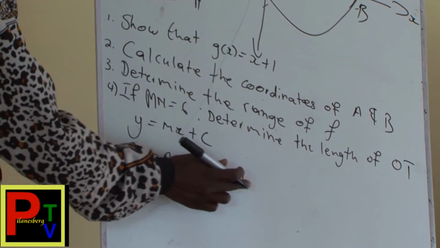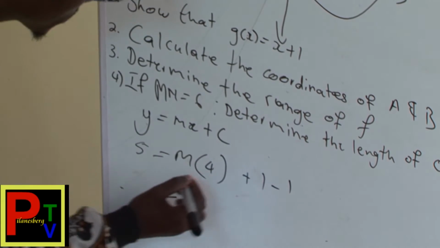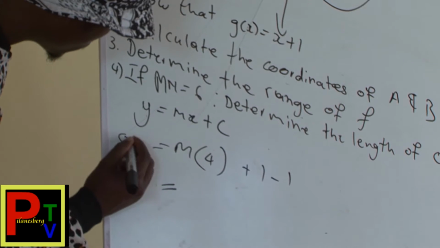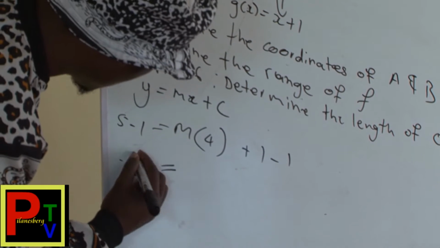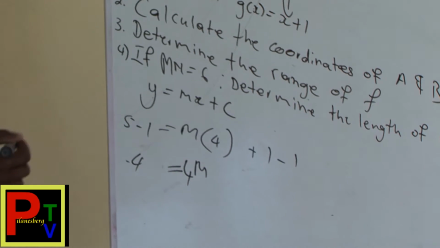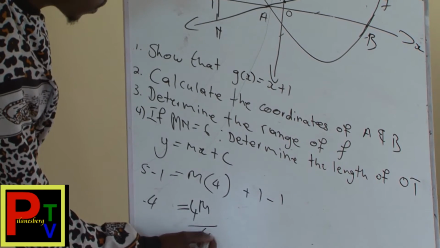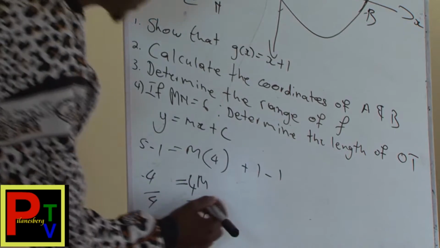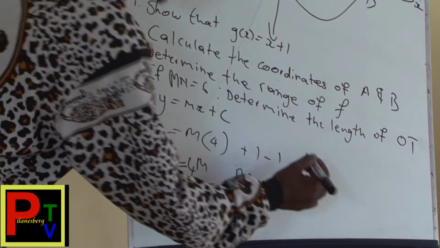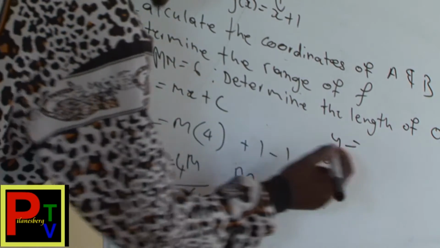If we just remove the 1 here by its inverse sign, then you subtracted 1, you also subtract 1 this side, minus 1. That is 4 is equal to 4m. Therefore, you divide both sides by 4. Therefore, our gradient is equal to 1. We have the gradient, then you have your c, then you are done.